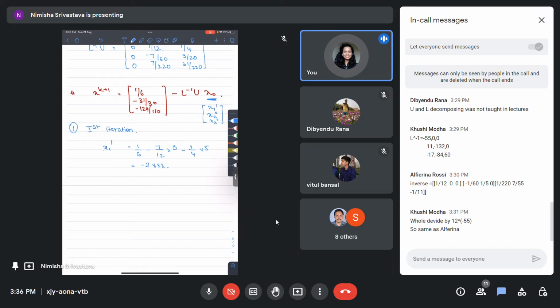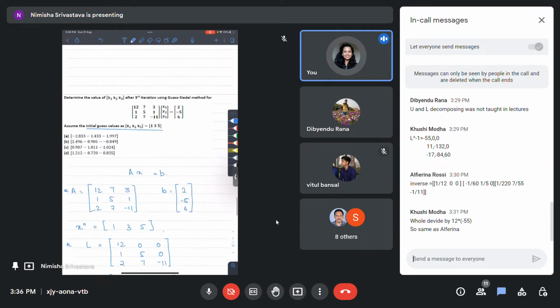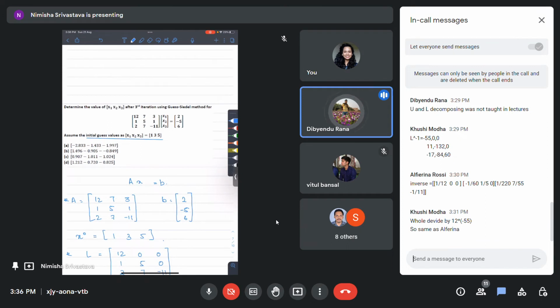Again, Dibyendu, what were you saying? Ma'am, am I audible? Yeah, you are. Can you show me the question? The question is right here. Yes, ma'am. From the first equation, that is 12x1 plus 7x2 plus 3x3 equal to 2, then you can write x1 equal to (2 minus 7x2 minus 3x3) divided by 12. Similarly, for the second equation we can determine x2, and for the third equation we can determine x3.